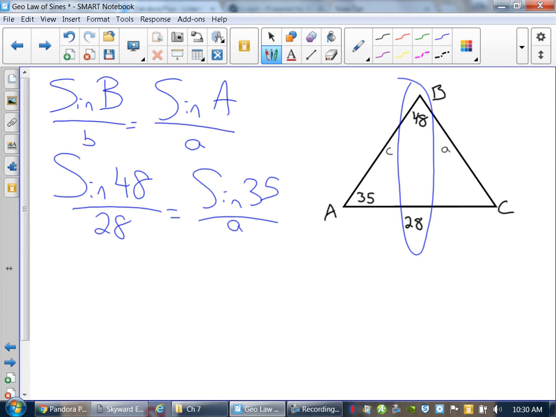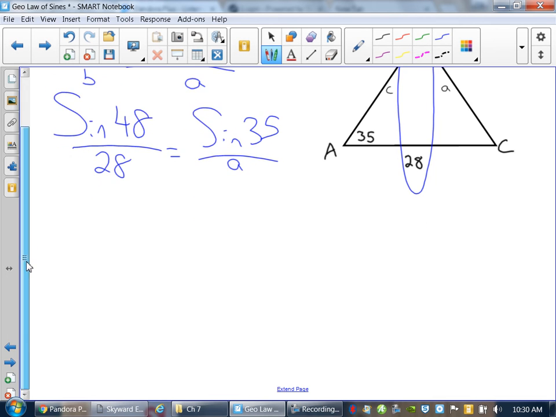Now, as a fraction like that, can't you just throw that right in the calculator with the fraction bar? Yeah. We're going to do the exact same thing, but instead of just pushing numbers, we're going to push the button that says sine as well. That's it. Here's what happens. When you cross multiply this, you get 28 times the sine of 35 is a times the sine of 48. You okay with that?